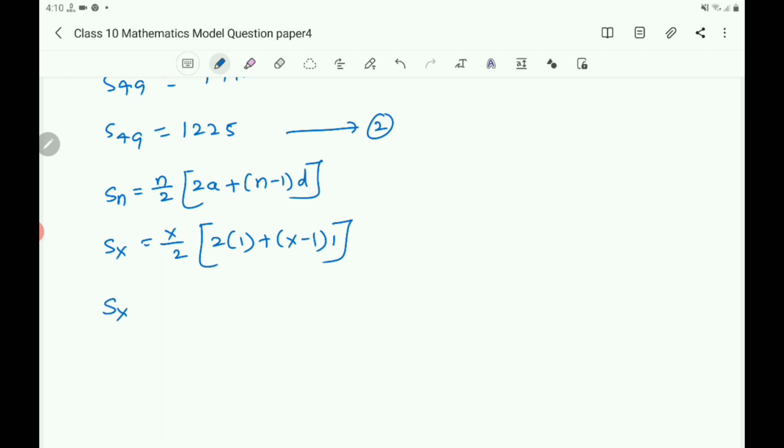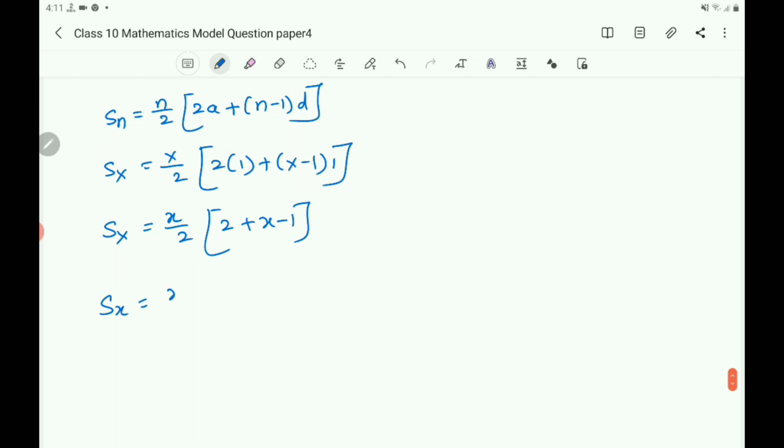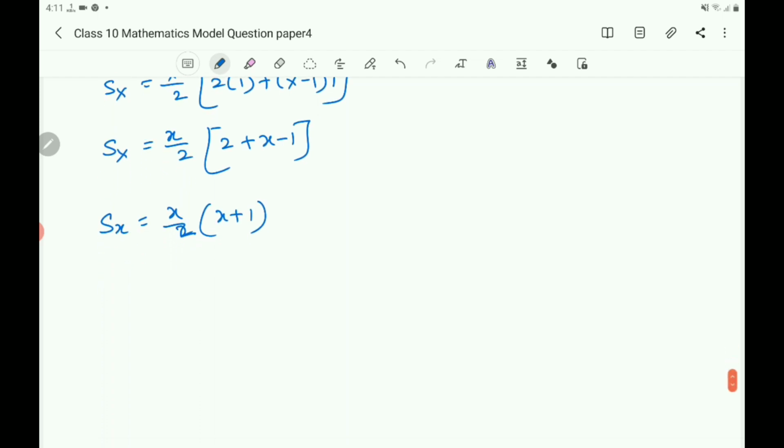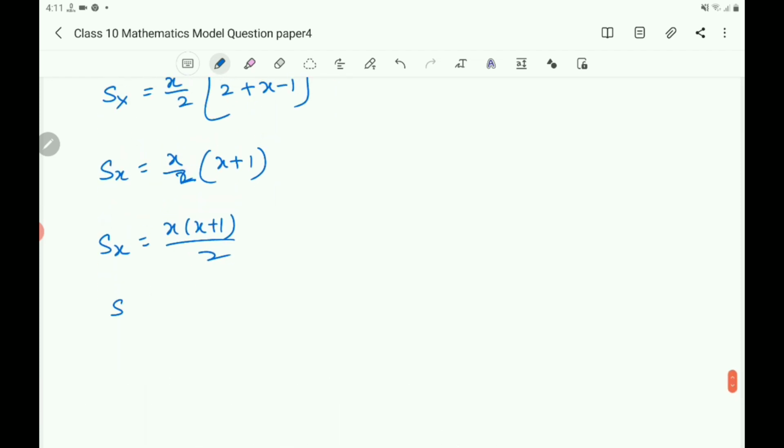Then you write Sx equals x by 2 into (2 plus x minus 1). That gives Sx equals x by 2 into (2 minus 1, that is x plus 1). So you got Sx equals x into (x plus 1) by 2. Now let us write the relation. What is that? S(x-1) equals S49 minus Sx.